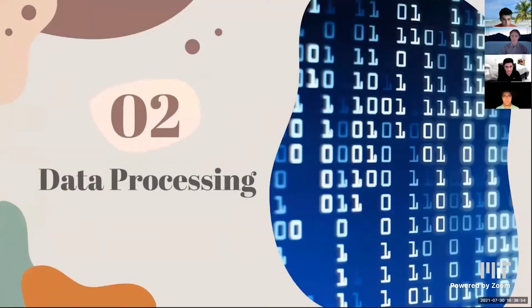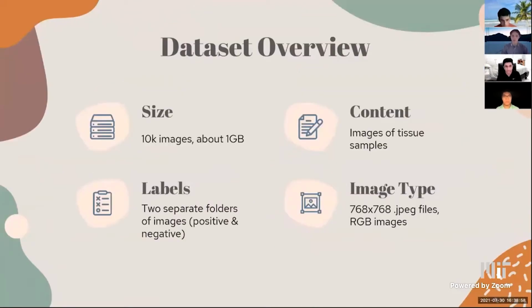So the next section will be about data processing. Let's first take a look at the data set that we'll be using. It contains 10,000 images in total, which is about 1 gigabyte in size. The images are of tissue samples that can be used to distinguish between positive and negative cases of colon cancer. The images are 768 by 768 RGB JPEG files.